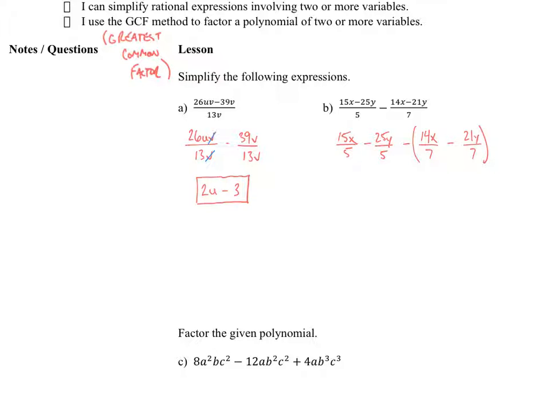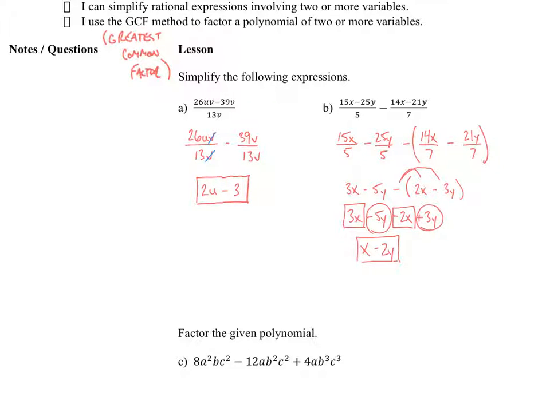So let's start with our first fraction. We've got 15x divided by 5, that's 3x, minus 25y divided by 5, that's 5y, minus 14x divided by 7 is 2x, minus 21y divided by 7 is 3y. Now make sure we still have these parentheses because this is where we have to remember that that negative applies to all this stuff. So we really have a 3x minus 5y minus 2x plus 3y. And now we can combine like terms. So we have a 1x minus 2y.